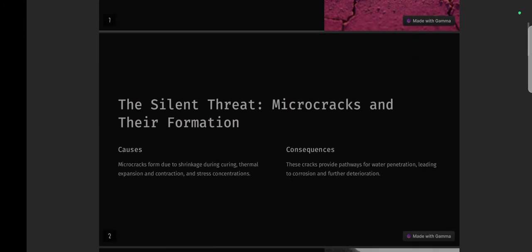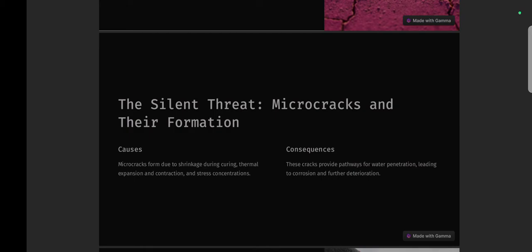Next, microcracks and their formation. Microcracks are tiny cracks that occur within the concrete material, often invisible to the naked eye. Despite their small size, microcracks can have a significant impact on the overall strength and durability of concrete, especially when they accumulate or interact with external factors. Understanding their formation and behavior is crucial for ensuring the longevity of concrete structures.